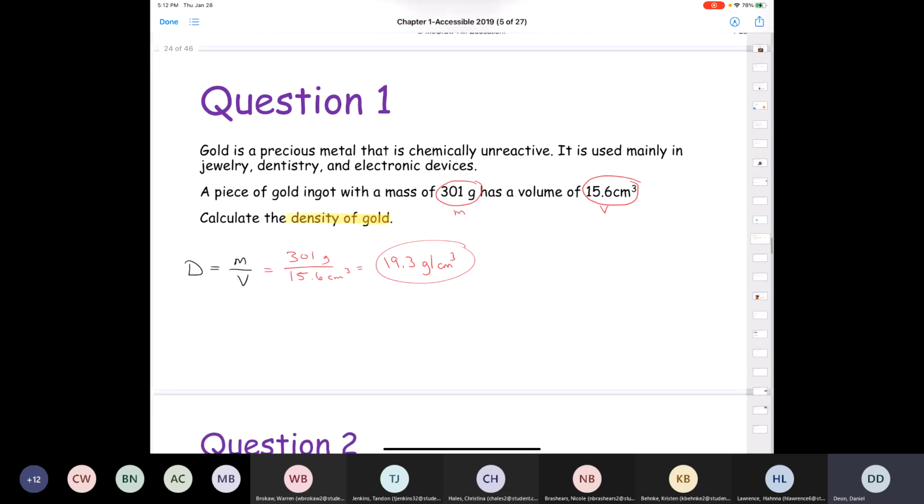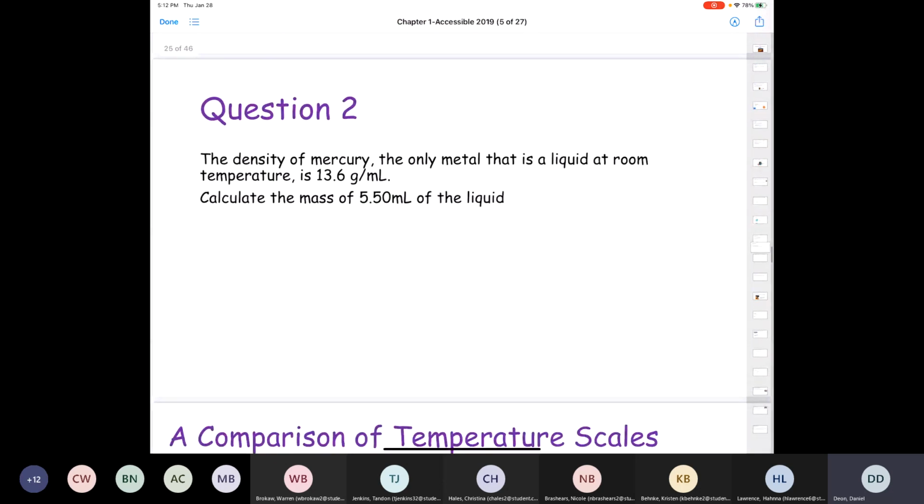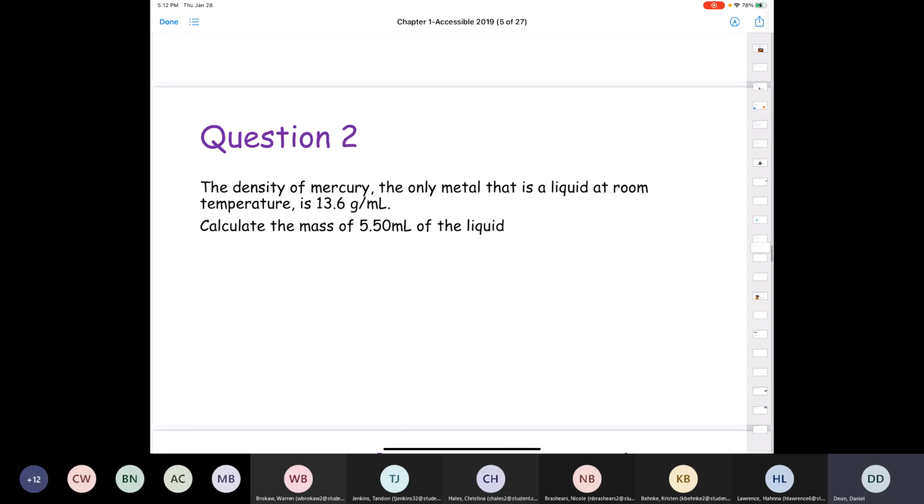Let's keep moving. Let's look at another question, still dealing with densities. And the question says, the density of mercury, the only metal that is a liquid at room temperature, is 13.6 grams per milliliter. So that's a density. Calculate the mass of 5.50 milliliters of the liquid. There should be a period there.